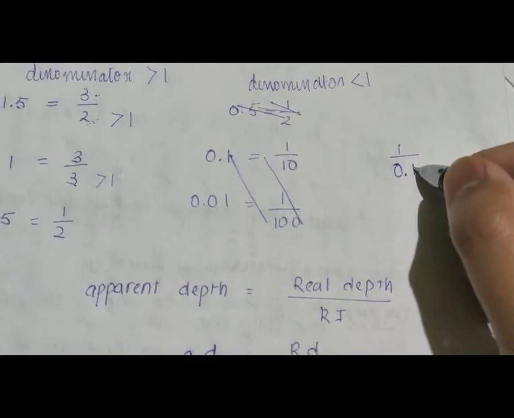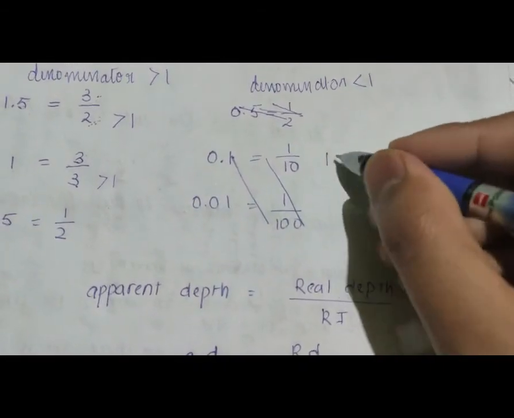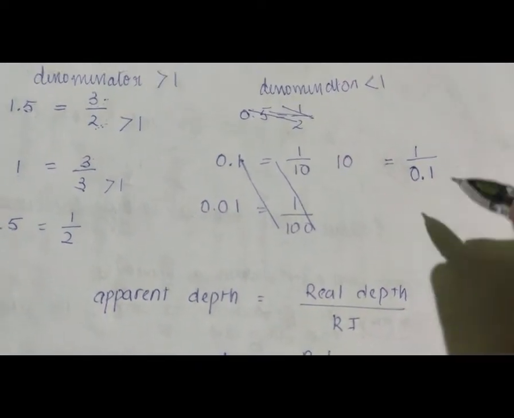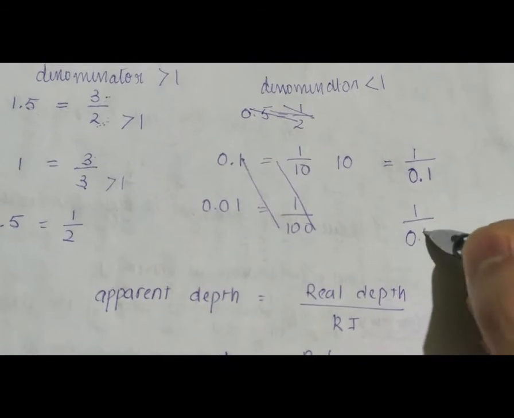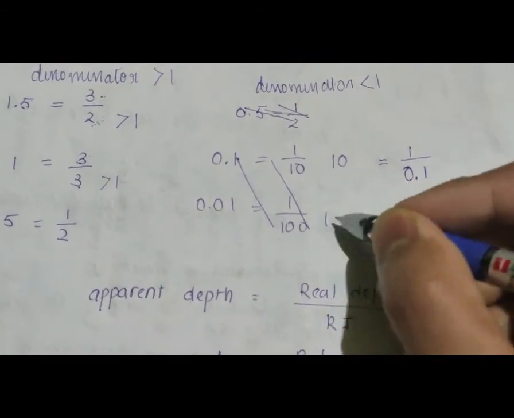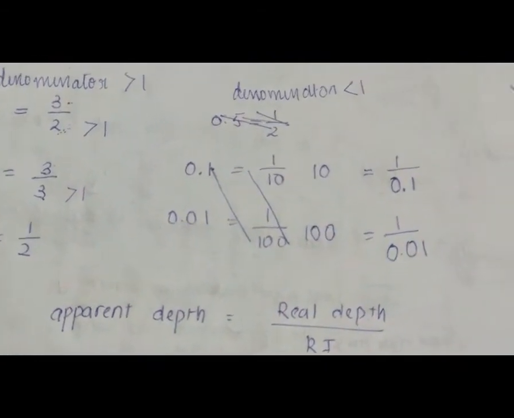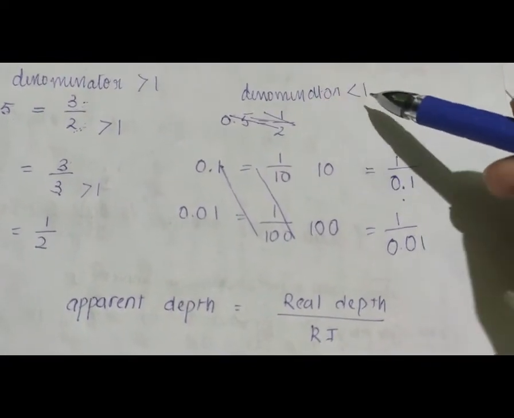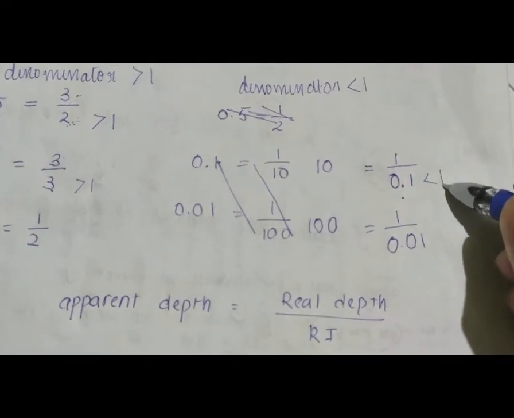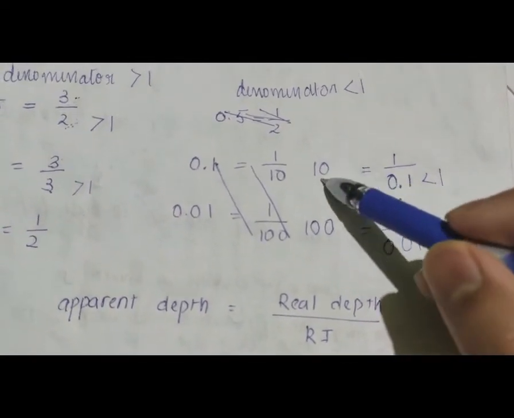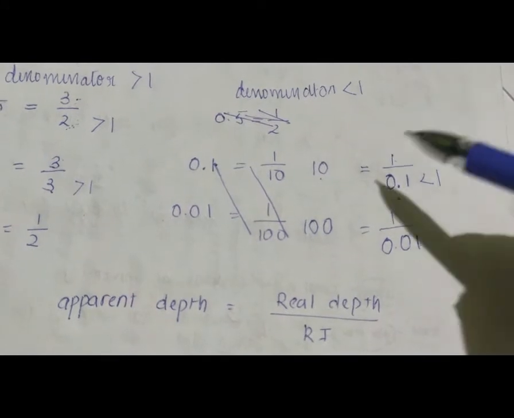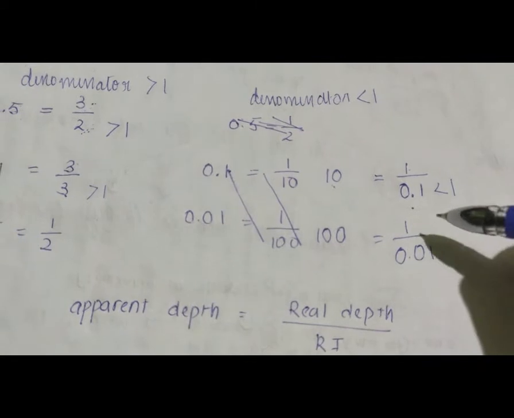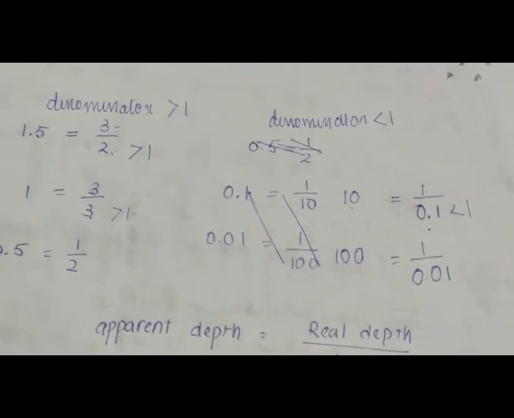1 divided by 0.1. In this case, how much will you get? 10. Clear? Again, let's take one more example. 1 divided by 0.01. How much will you get? 100. Fine. Now, in this case, what do you notice? When your denominator is less than 1, who is bigger, number or numerator? The number 10 is bigger. Similarly, for your second example, who is bigger? 1 or 100? 100 is bigger.